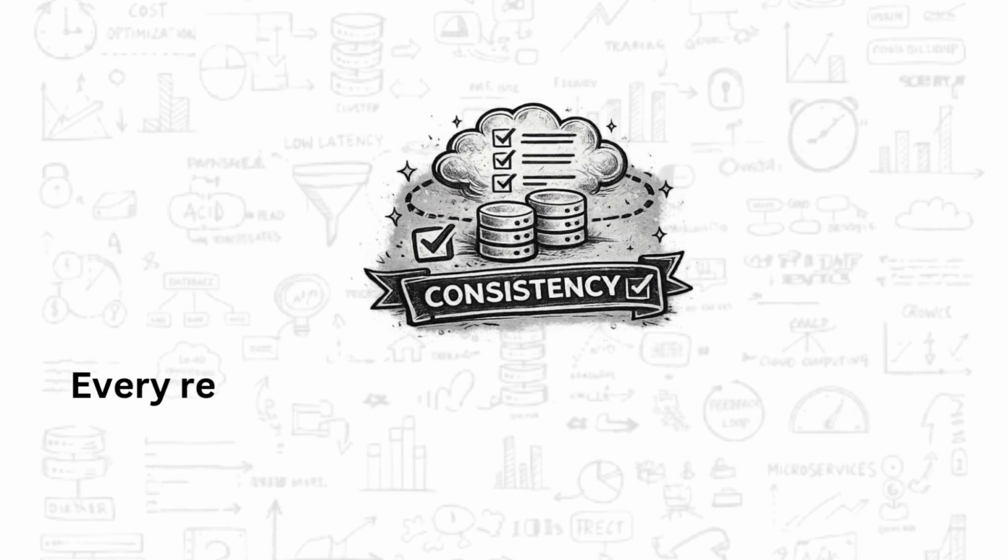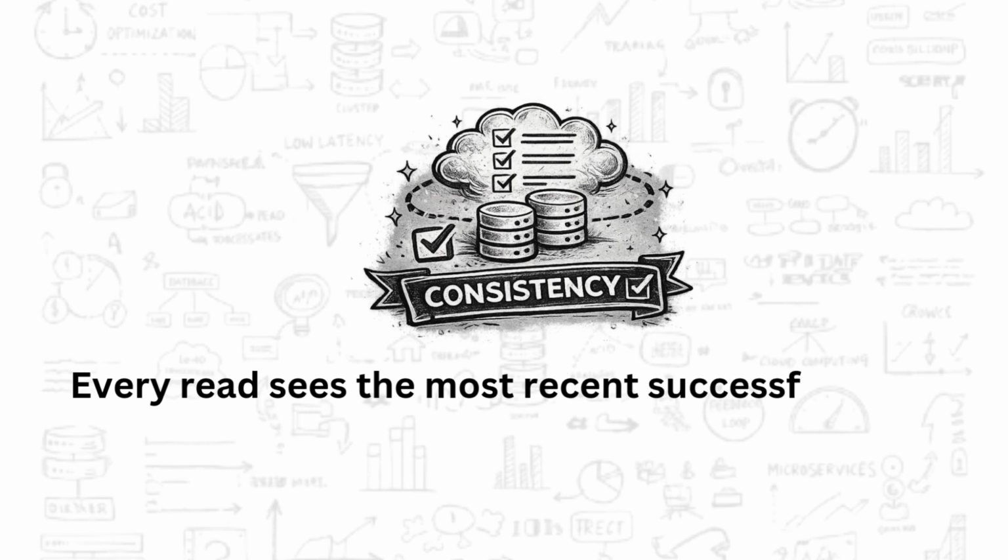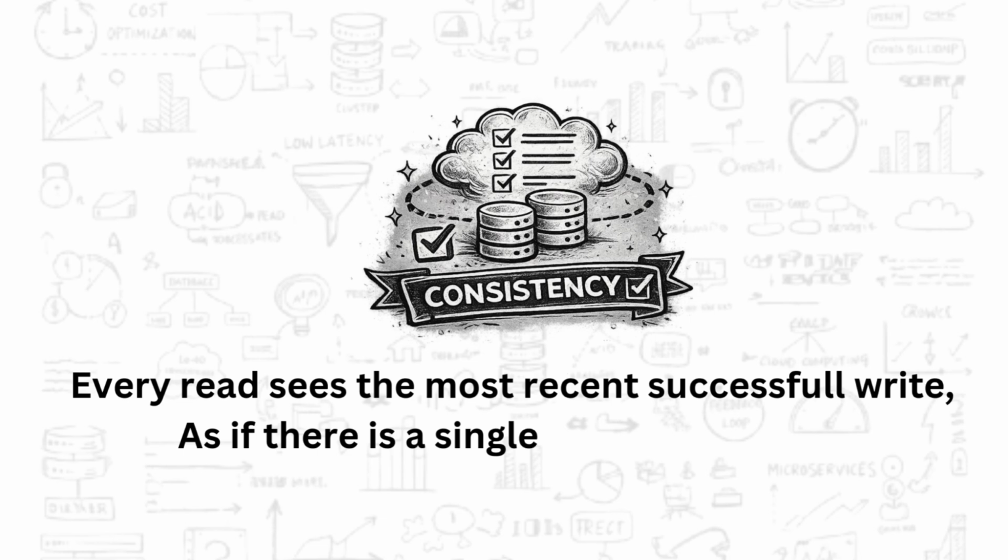All right, first up, C, consistency. And we need to be really clear here. We're talking about strong consistency, linearizability, if you want the fancy term. It means that to the outside world, your entire system acts like there's only one copy of the data. If I write x equals 5, every single read after that write has to see 5, period. No excuses, no, well, maybe it'll update soon.